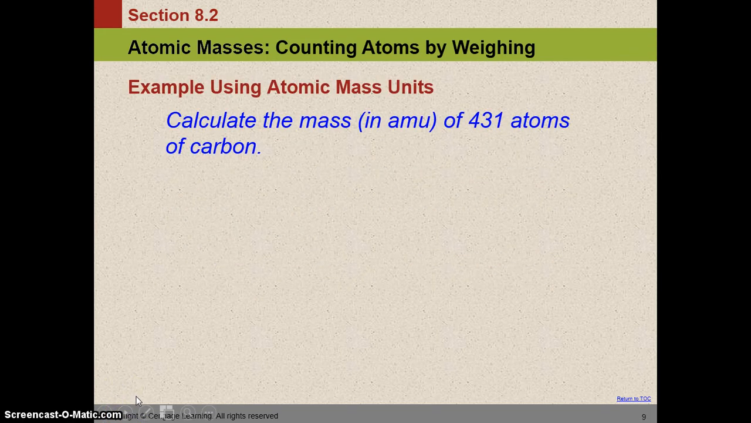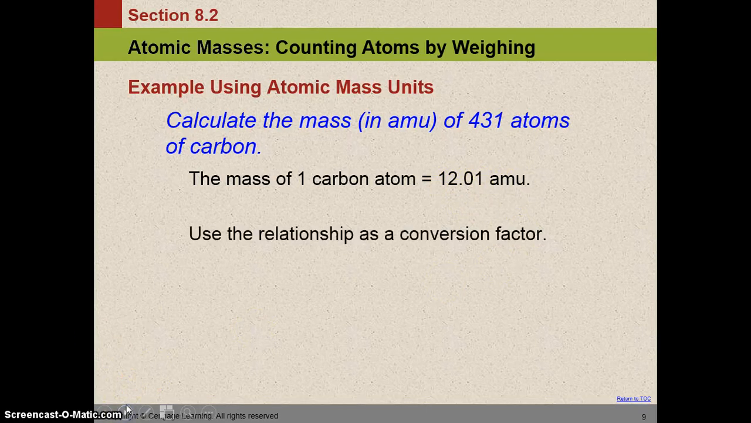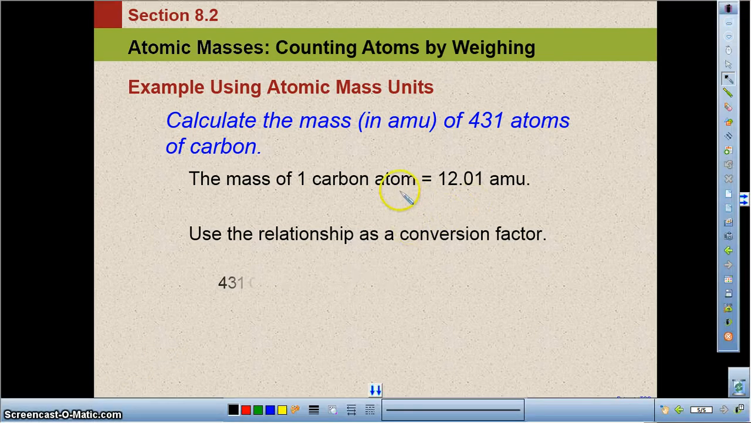Calculate the mass in atomic mass units of 431 atoms of carbon. So the mass of one carbon atom, if you look at the periodic table, you'll find the mass is 12.01 atomic mass units. Use that relationship as a conversion factor. Remember, from previous experience, we can say one carbon atom over 12.01 AMUs, or we can flip that and use 12.01 AMUs over one carbon atom, depending on how we want to use this in our conversion.